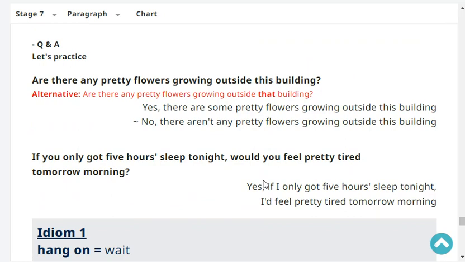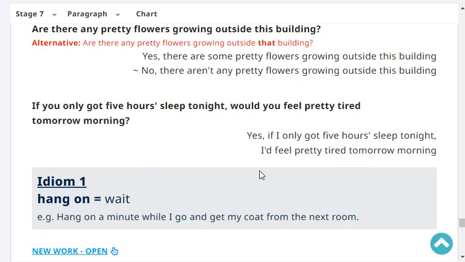Very good. Are there any pretty flowers growing outside your building? No, there aren't any pretty flowers growing outside my building. Yeah, you live in the city.